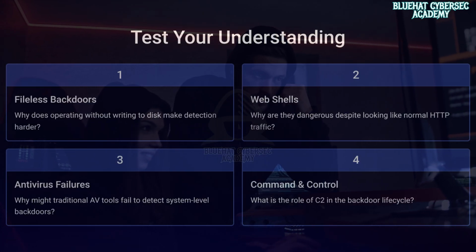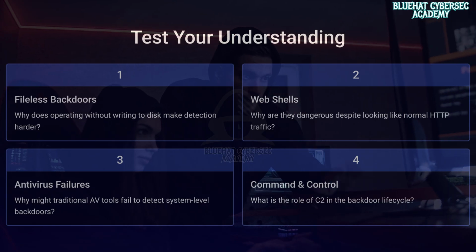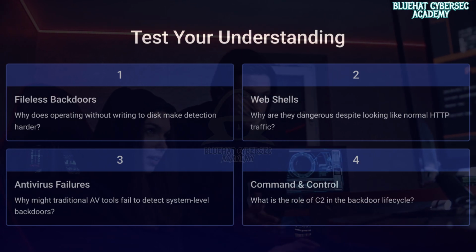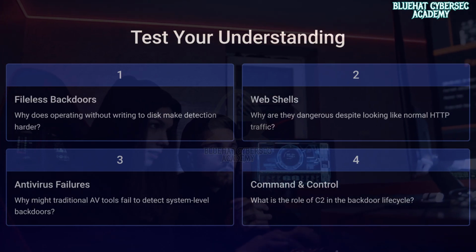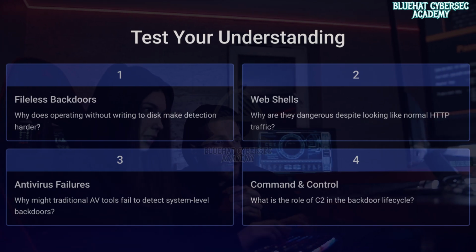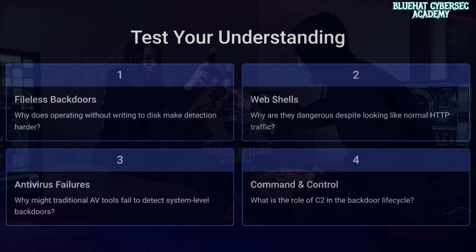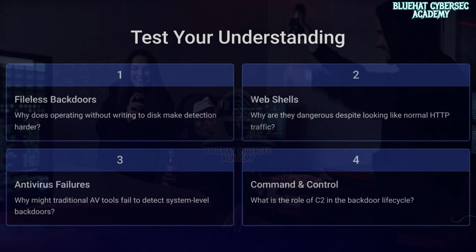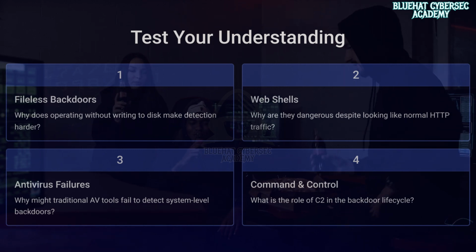Now for your challenge. Here are a few questions to test how well you've actually absorbed this. Which type of backdoor operates without writing files to disk, and why does that make it harder to detect? Why are web shells dangerous, even though they often look like normal HTTP traffic? If a system-level backdoor exists, why might traditional antivirus tools fail to fully detect it? And what exactly is the role of command and control, or C2, in the lifecycle of a backdoor attack?